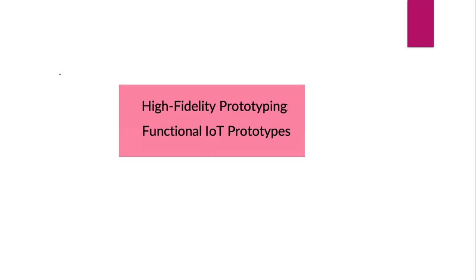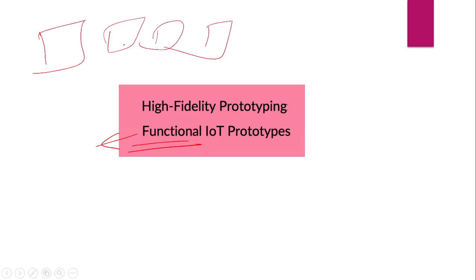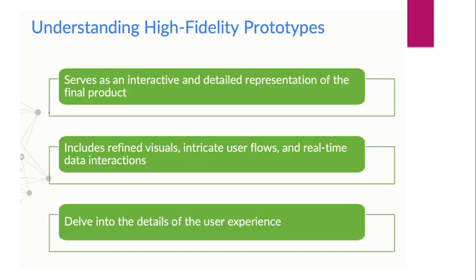In high fidelity prototyping, it is called a functional prototype. Functional means, initially you are creating applications for the hardware. Now, functional prototype usually handles the physical structure of an application. It serves as an interactive and detailed representation of the final product.